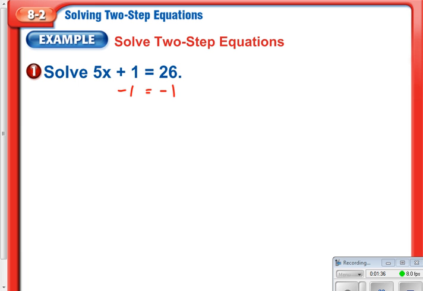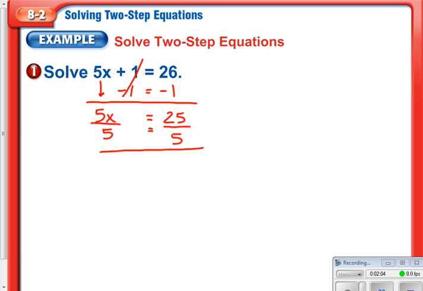Equal sign lines up. Work down your paper. 5x would drop down. We have 1 take away 1. That would cancel out. Equal sign lines up. 26 take away 1 is 25. Third step, get rid of any multiplication or division done to the variable. 5 is being multiplied into x, so therefore we need to divide by 5. What we do to one side we must do to the other. And we have x equals 5.